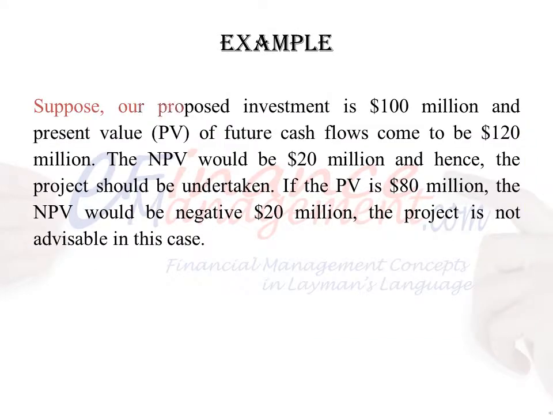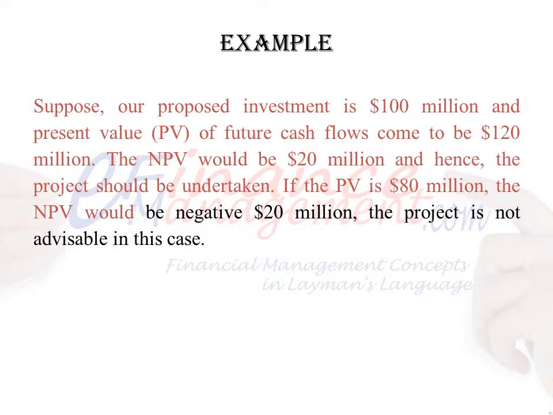Example: suppose our proposed investment is $100 million and present value of future cash flows come to be $120 million. The NPV would be $20 million and hence, the project should be undertaken. If the PV is $80 million, the NPV would be negative $20 million, the project is not advisable in this case.